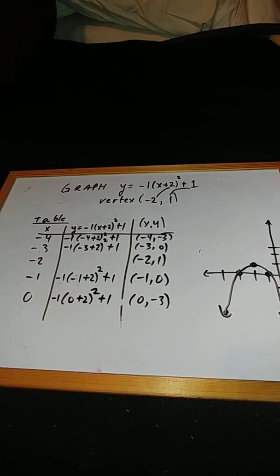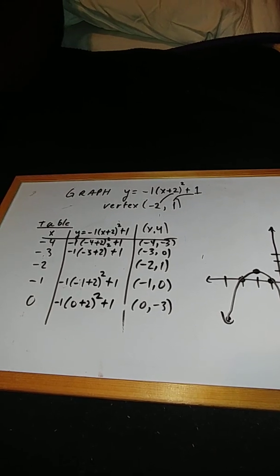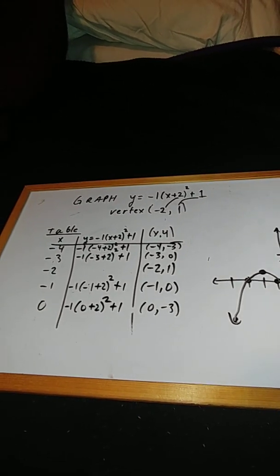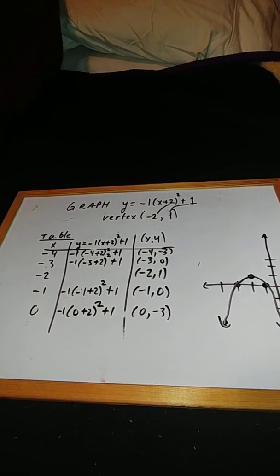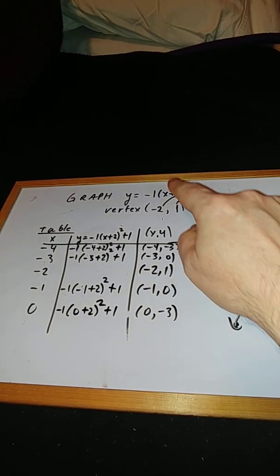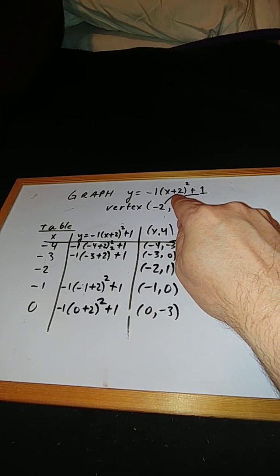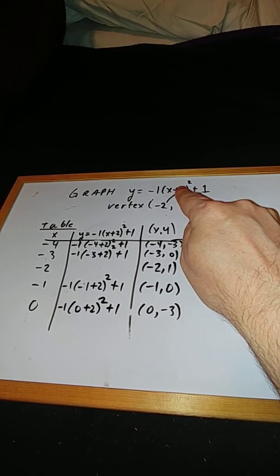How to graph y = -1(x + 2)² + 1. To do this, we're going to follow a couple of steps. The first step is to locate the vertex. So look at the h and k values.